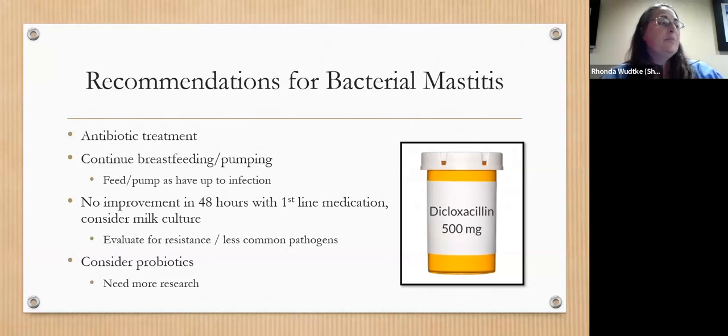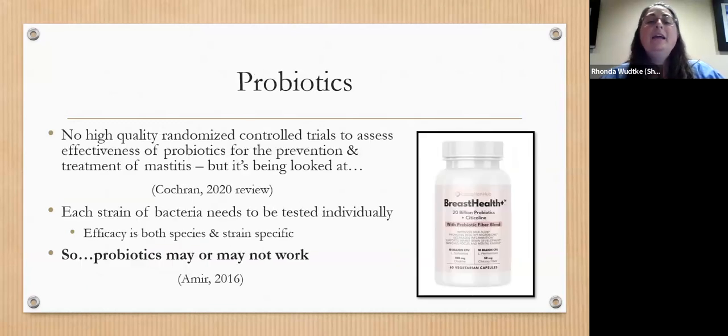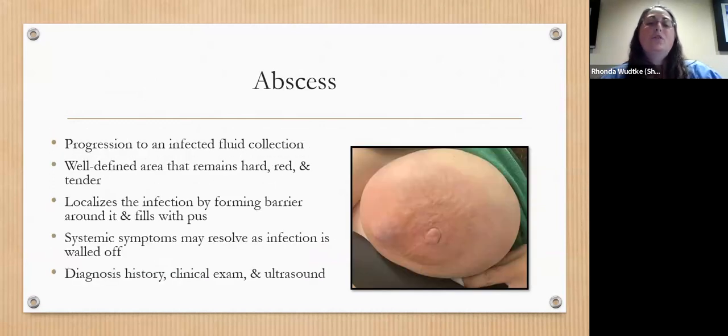Considering probiotics, this is a controversial part of the new protocol because there's really not a lot of evidence to support that. Cochrane says that there's really no high quality randomized controlled trials, and we would actually have to look at each individual strain and species of bacteria. So bottom line is it may or may not work, certainly isn't going to hurt anything.